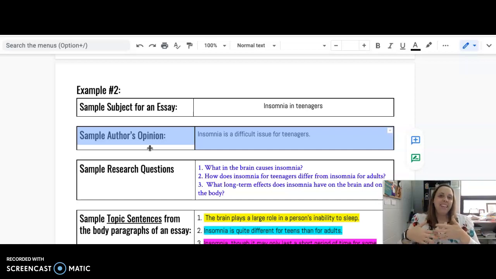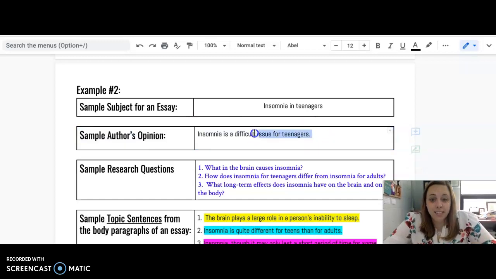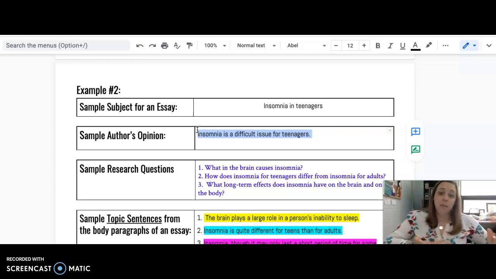And what I mean by that is, it's an opinion, but it is an opinion that most people would agree with. So for example, insomnia is a difficult issue for teenagers. No one's going to look at that and argue with me and say, actually, that's not true. For the most part, people are going to look at that and say, yeah, that's probably true. So you have to be really careful in determining what your opinion is, because we don't want it to go too far to an argumentative essay.